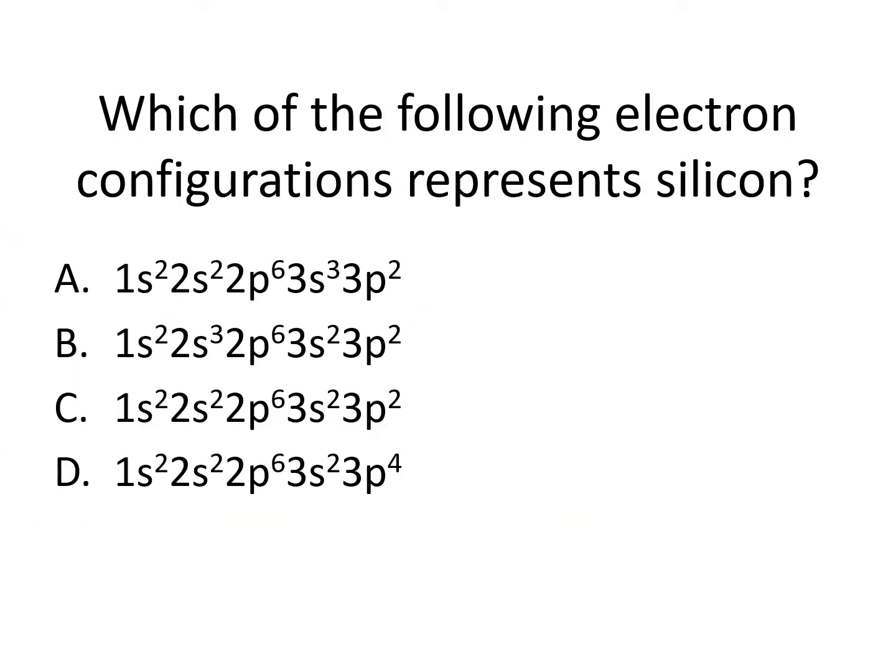Which of the following electron configurations represents silicon? Is it A, 1s2, 2s2, 2p6, 3s3, 3p2? B, 1s2, 2s3, 2p6, 3s2, 3p2? C, 1s2, 2s2, 2p6, 3s2, 3p2? Or D, 1s2, 2s2, 2p6, 3s2, 3p4?